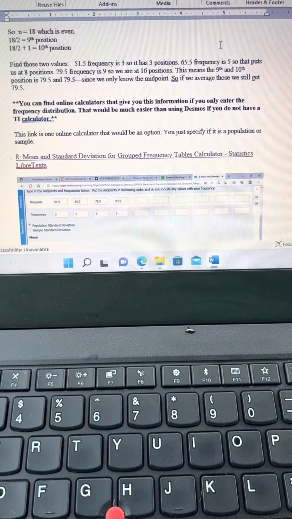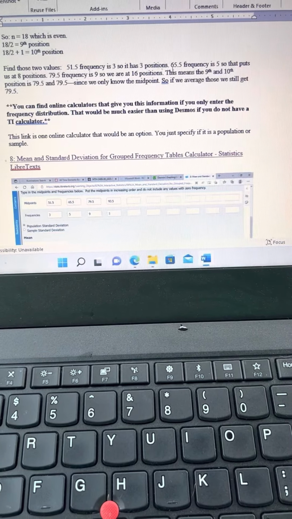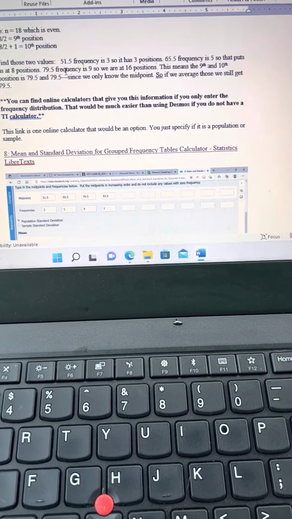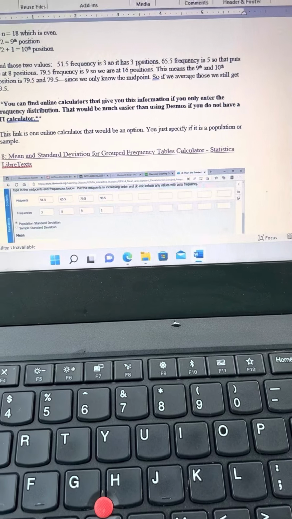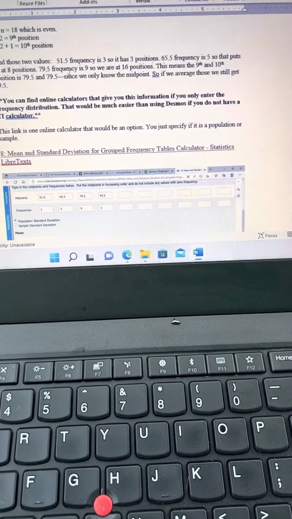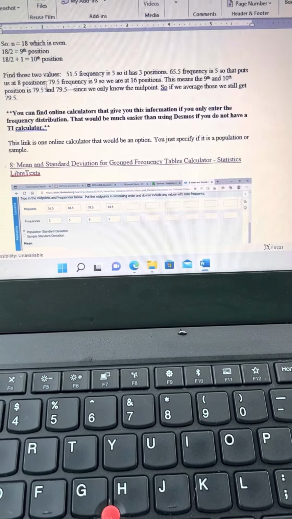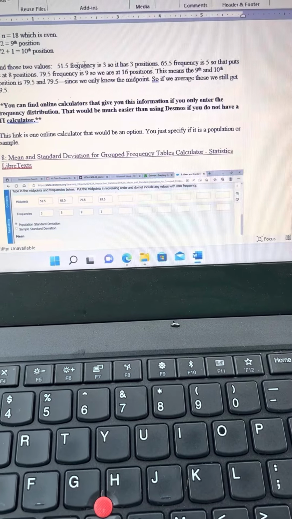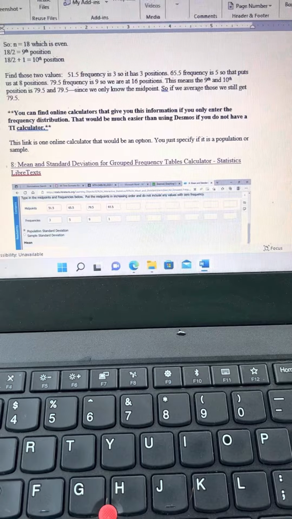65.5 frequency is 5, so that puts us at 8 positions. So 65.5 would be the 4th, 5th, 6th, 7th, and 8th position. 79.5 frequency is 9, so we're at 16 positions. So the 9th and 10th position would be in this 79.5 group. And then if you average 79.5 plus 79.5 divided by 2, you still get 79.5. So that gives you the same answer as the calculator.